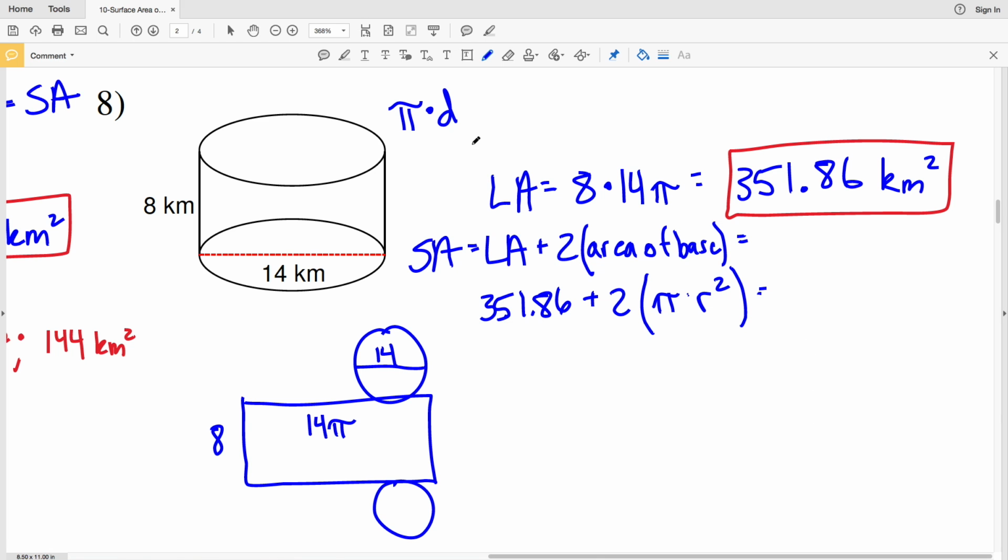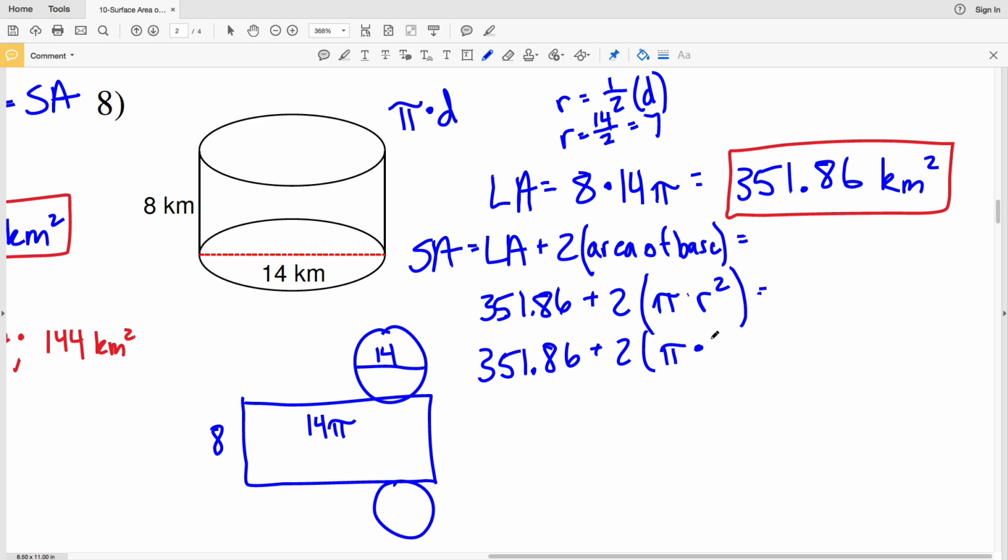Remember, the radius is half of the diameter, so the radius is equal to 1/2 times the diameter, or the diameter divided by 2. When we divide 14 by 2, r equals 14 over 2, which is 7. So that radius is 7. So now we'll plug that in. 351.86 plus 2 times pi times 7 squared. So that's the lateral area plus 2 times pi times 49, since 7 squared is 49. 2 times 49 is 98.